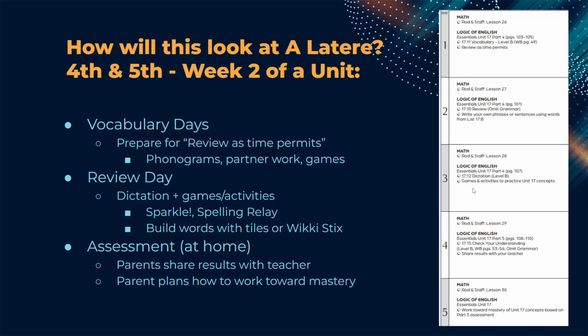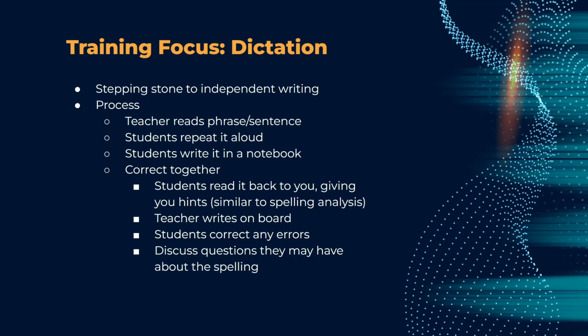Then looking at day 3, this is also going to be your review day. So you'll have a dictation that you'll do with your students. We'll cover that in just a second. And then you can pick some games and activities to practice the concepts that were covered in that unit. So again, you could look for Sparkle. You can look that up online, how to play that, or do a spelling relay, building words, activities like that. And then the kids will go home and do the assessment just like with 2nd and 3rd grade, and you'll need to let parents know how you want them to communicate those results to you.